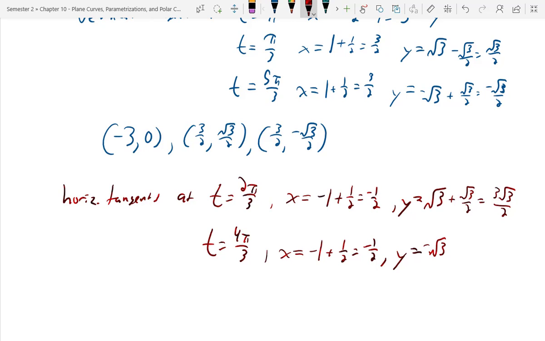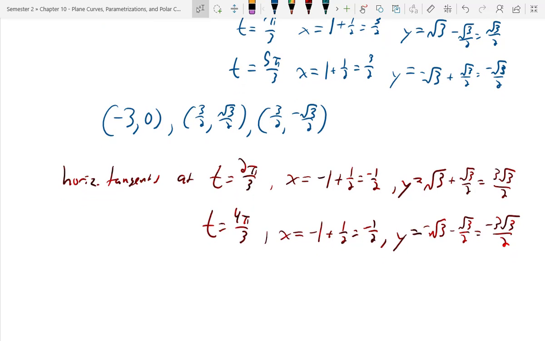So this is negative root 3, minus the sine of 8 pi over 3, which is the same as the sine of 2 pi over 3, which is positive. So we're minusing a root 3 over 2, and we get negative 3 root 3 over 2. I like these answers because they seem reflective and they make sense. They're not different from each other too much, just by signs. So my horizontal tangents occur at negative 1/2, plus or minus 3 root 3 over 2.